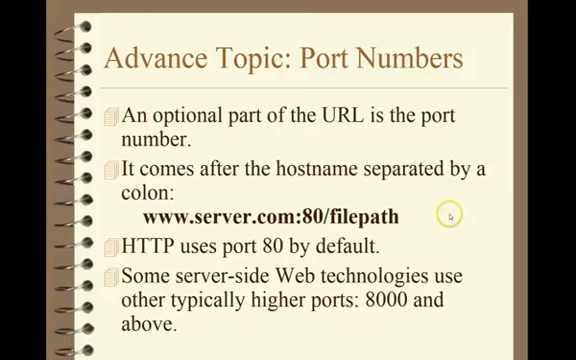One additional part of the URL, it doesn't really come up too often, is called a port number. If it has one, the port number will be immediately after the server name, separated by a colon. And 80 is actually the default port for HTTP, so you hardly ever see that. Occasionally we'll have special server-side web technologies, which are programs that provide web services and other kinds of things. And the convention for those is to have a port number which is 8,000 or above.